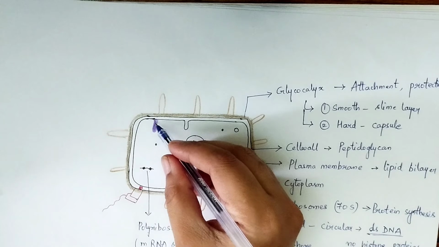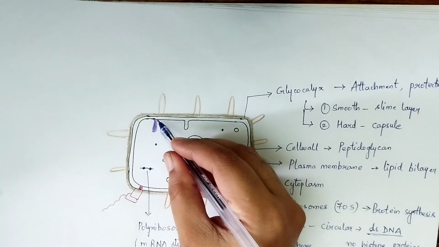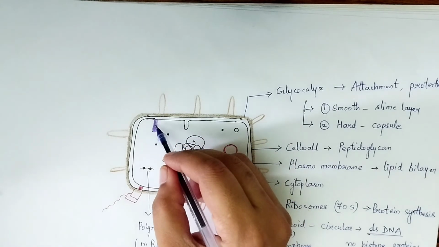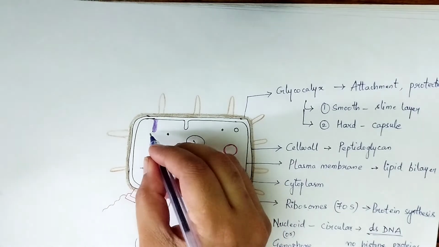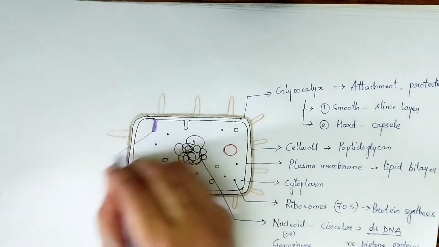Next, I have given an attachment which is protruding inside here, attached with the plasma membrane. This one is called chromatophore.